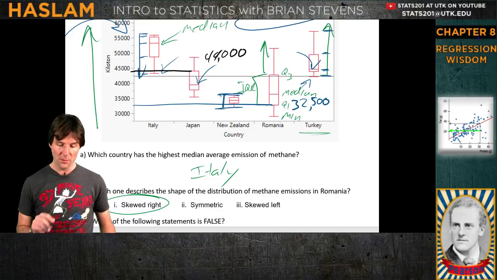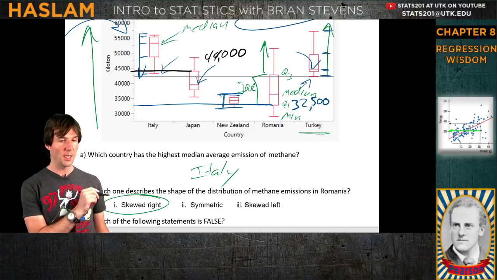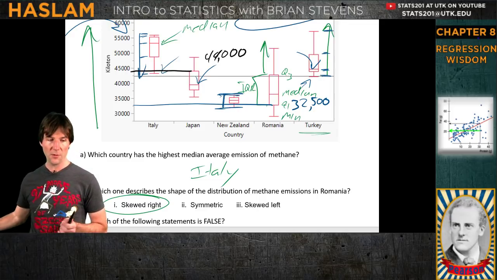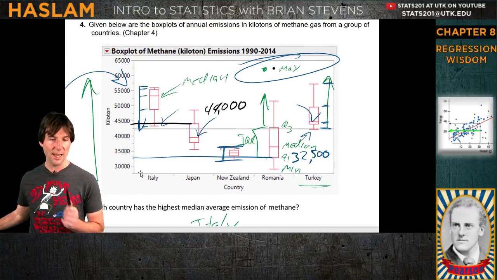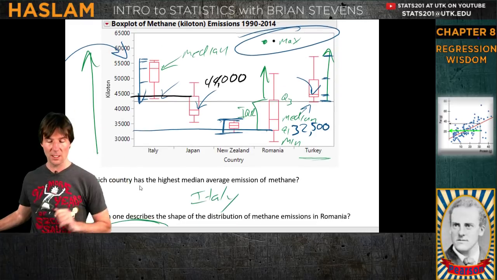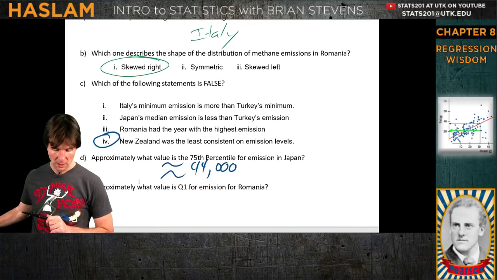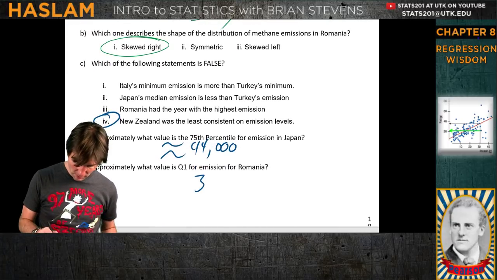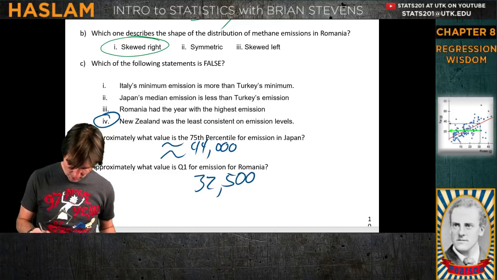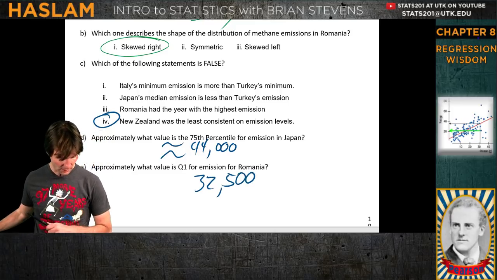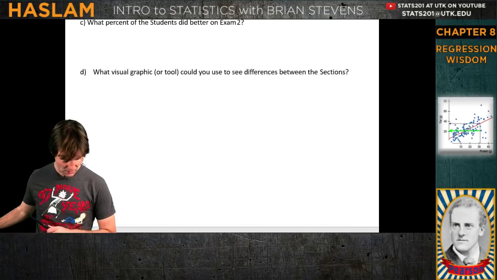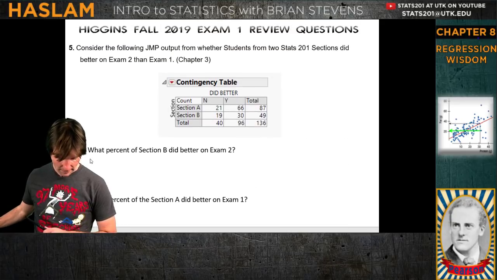So if you notice, all I'm doing is knowing where my spots are on the box plot. I need to know all of these. Do not forget that Romania has that outlier, which is the max. Do not forget those things. Those can trick you on exams. So this one right here is 32,500. I think we've answered all those. Great stuff. We have 2 more pages. We got this. Okay.